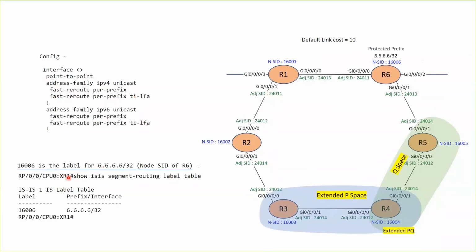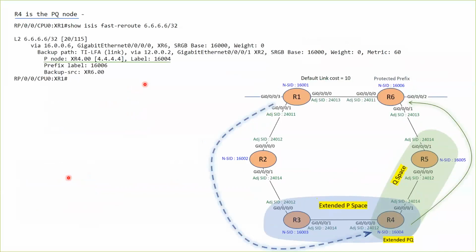This I'm seeing on R1. R4 is the PQ node. Again, if you do show isis fast-reroute, it will still calculate the PQ node. PQ doesn't change. The whole point is how to reach P and then how to reach PQ and then the destination, only those labels are changing, and the method to reach is changing. That's all. So again, R4 is my PQ node. Label is 16,004. Alright.